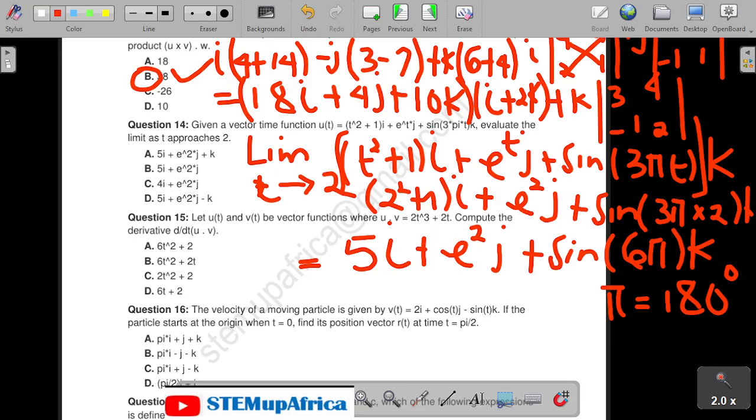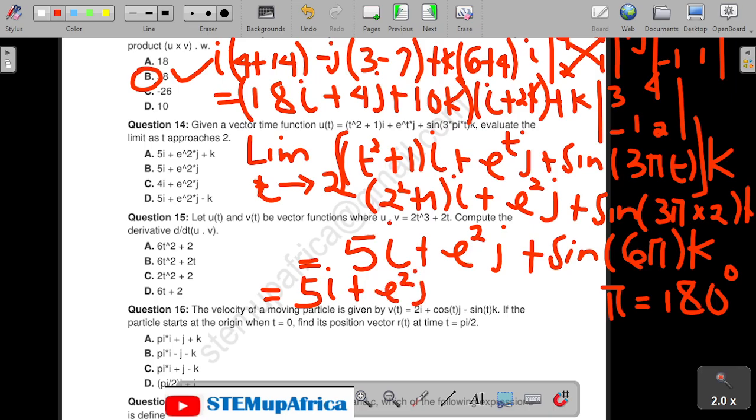Let me multiply from my end. I know what 6 times 180 is and get the sine of the angle. 6 times 180 will give us 1080. What is the sine of that? The sine of that will give us 0. So sine 6 pi is 0. So our answer is simply 5i plus exponential 2j.